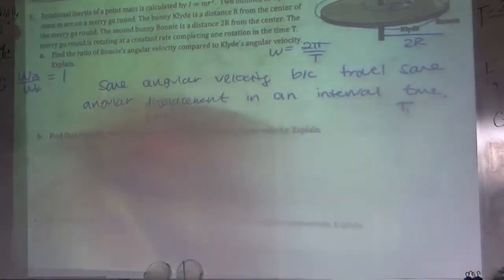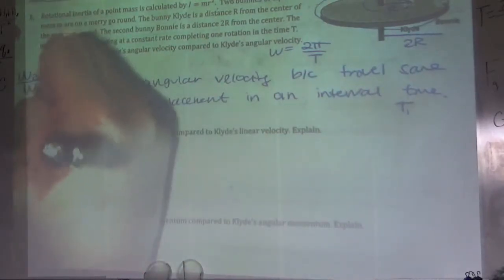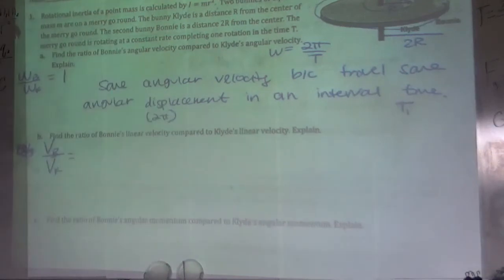So you should be saying that we're talking about linear velocity. So linear velocity of Bonnie over Clyde, you would get is 2 times greater, or you could say 2 to 1. The velocity of Bonnie compared to Clyde is 2 to 1.